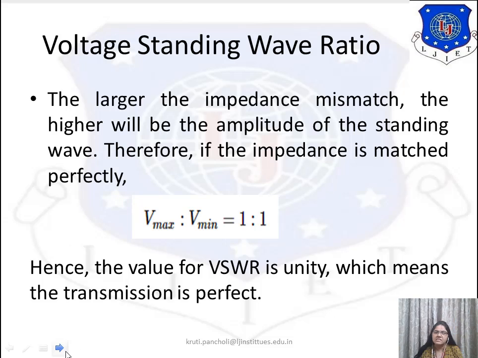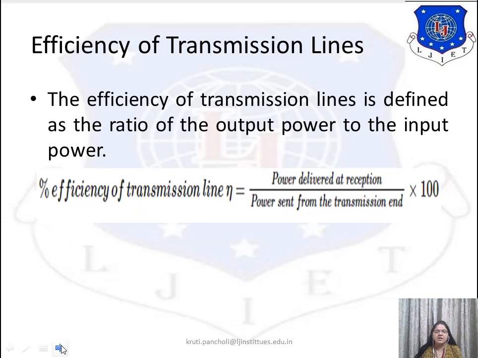So this can be asked in the viva also. What should be the ideal value of the VSWR? Then it is unity for the distortionless transmission.